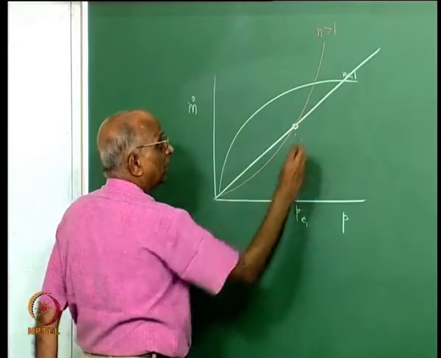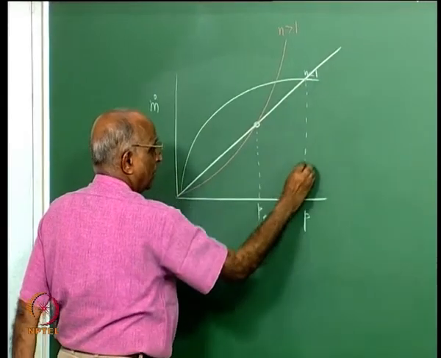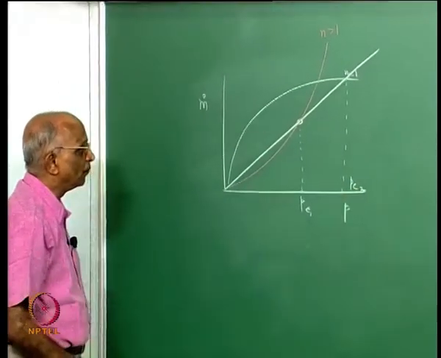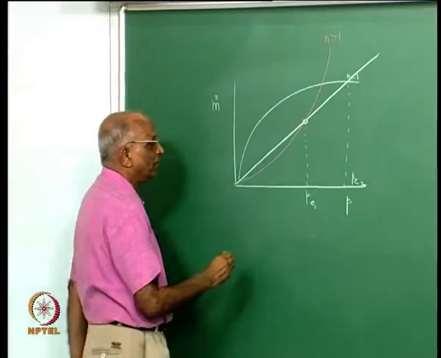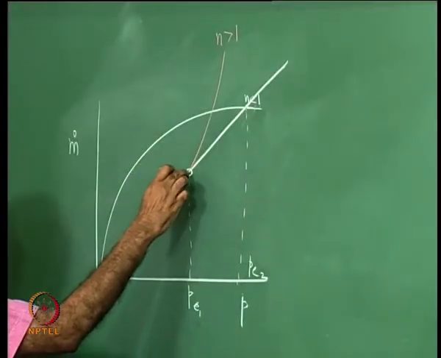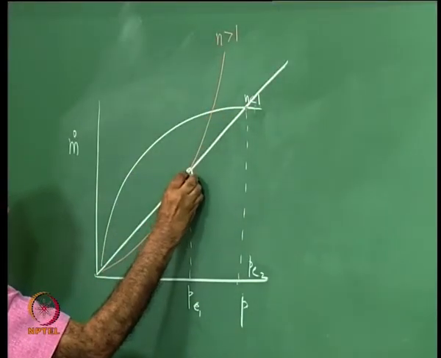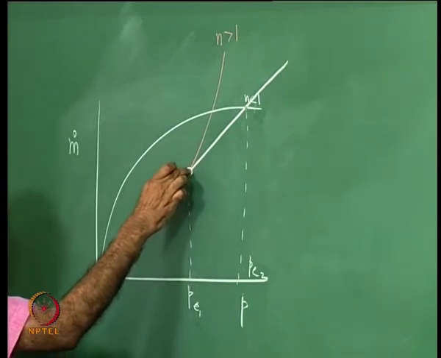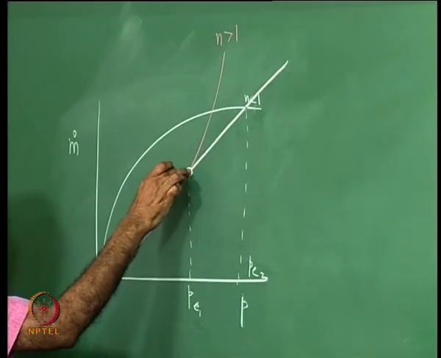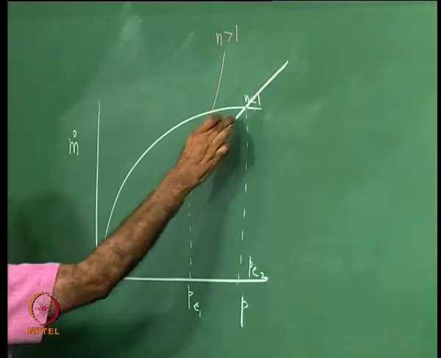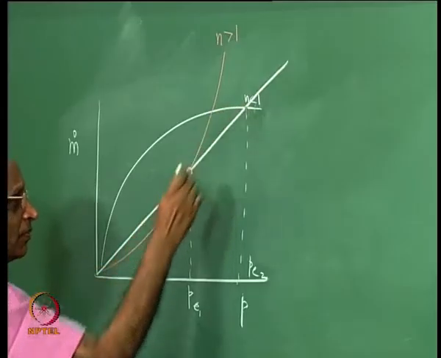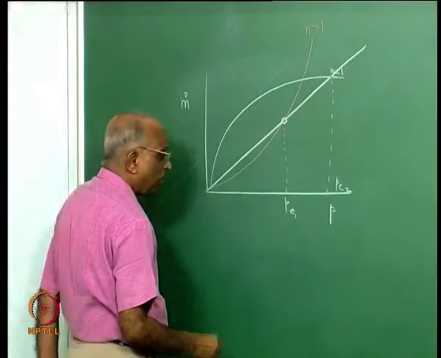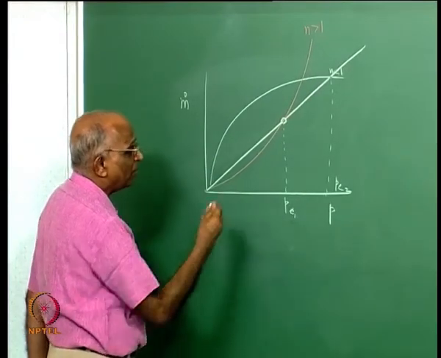Let me also say that maybe for n less than 1, this is the P equilibrium value, let us say it is P equilibrium 2. I would like to examine whether these two states are possible. Well, theoretically this is the rate at which mass is leaving the nozzle, the rate at which mass is getting produced in the chamber, and therefore this is the equilibrium pressure. Similarly, for n less than 1, this is the pressure.